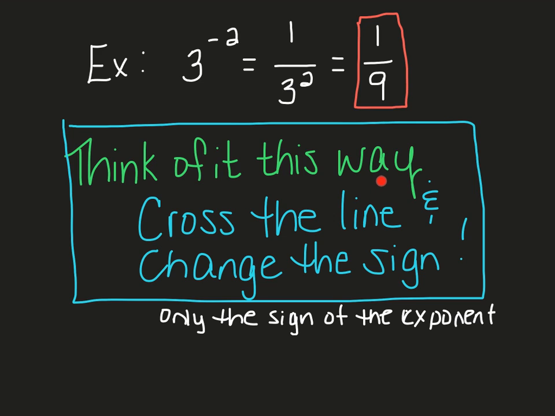Think about it this way. I've heard it this way before too, and it really helps when you have these long problems and you've got exponents everywhere with numbers that need to be moved and other numbers that don't. It's just a mess. But if you think about it this way, cross the line and change the sign. So for 3 to the negative second, I cross the line and I change the sign to positive. Notice that we don't change the sign of anything else, just the exponent. Okay? And the line here is that fraction bar.